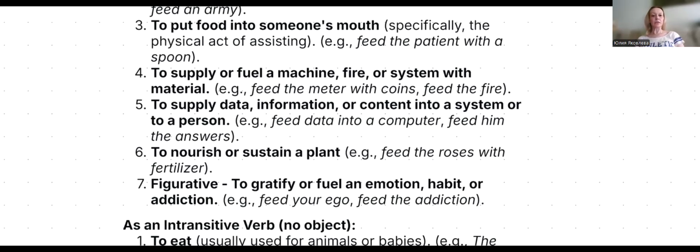Then the next meaning is to supply data, information, or content into a system or to a person, so we can feed data into a computer. Feed him the answers, right? Whoever he is. To nourish or sustain a plant, that is the next meaning of the word feed. So you can use fertilizers to feed your plants so they grow faster or produce better fruit, whatever. So feed it with a certain fertilizer. Fertilizer is a substance used to help a plant grow better.